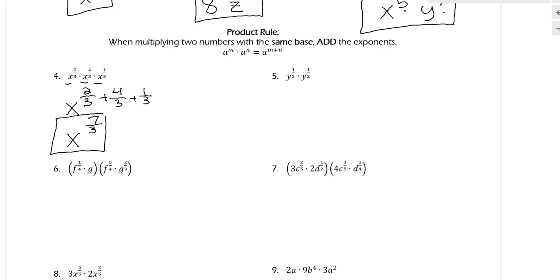And that's it. Look at our next one. Both of these are y. So I have y to the 1/2 plus 1/2. I'm adding both of these.